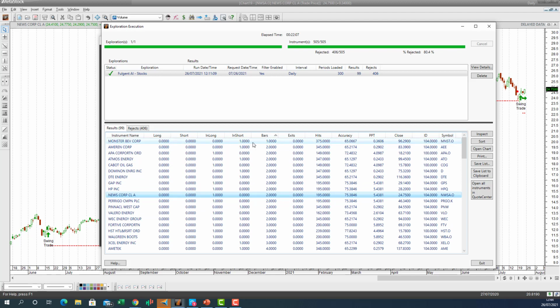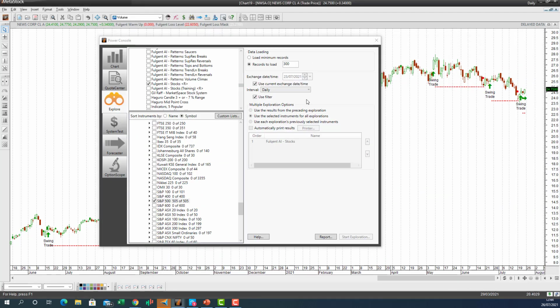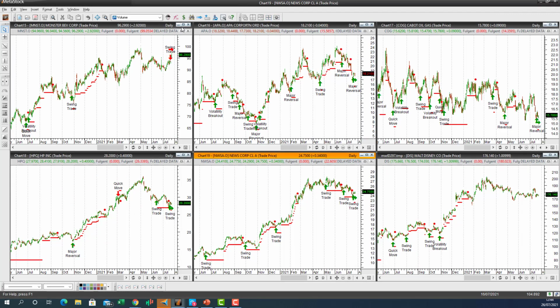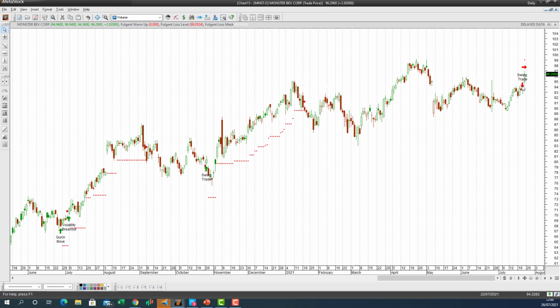Monster Beverage fired a short position. Let's go and see that quickly. Okay. Monster Beverage. Swing trade to the downside. And there's your stop loss up here at 99. So there's a short recommendation on Monster Beverage from an artificial intelligence trading perspective.